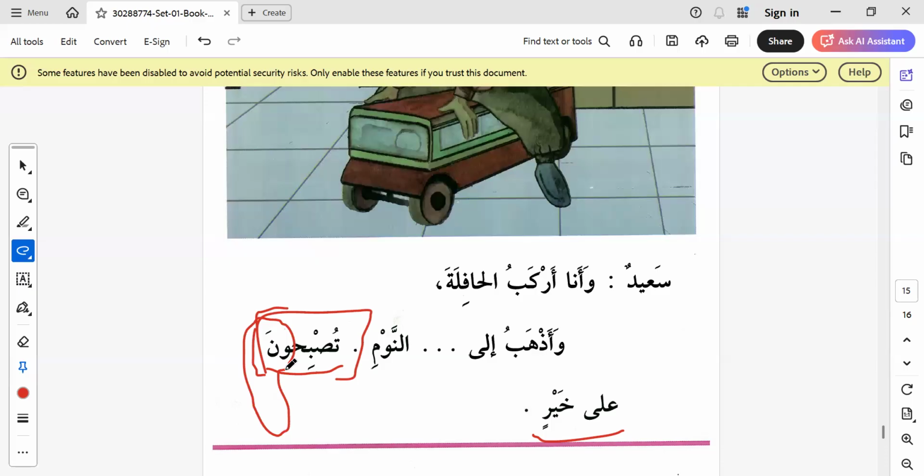And we can easily know this from our Jam'u al-Mudhakkar Salim. Remember that we talked about the sound masculine plural, and that shows that we had waw and nun to make it plural. And so it happens to the verb also, where we have waw and nun to denote that we are talking to a plural masculine. So if you are talking to a singular person, it's tusbihu ala al-khayr, تصبح على الخير.